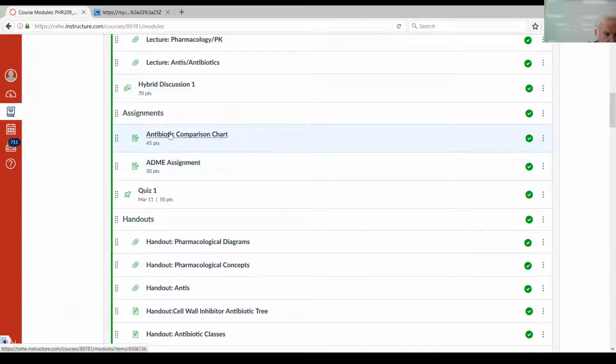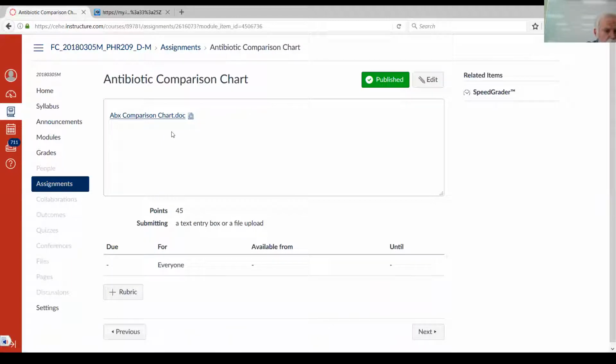And for your assignments, the first assignment is the antibiotic comparison chart. Basically, you're going to be looking at that chart, and the chart has a different set of types of antibiotics. We'll cover those in the lecture on antibiotics, probably Wednesday morning.